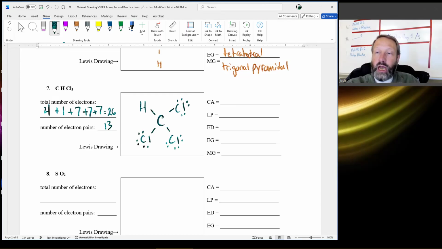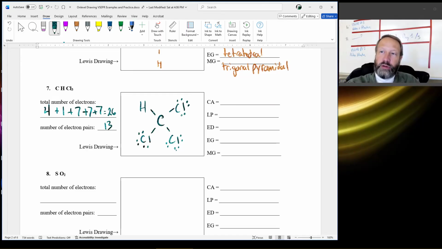All right. So now let's count. 1, 2, 3, 4, 5, 6, 7, 8, 9, 10, 11, 12, 13 pairs. I have 13 pairs. I'm done. I'm out of pairs. That's my drawing. Check to see if carbon has 8. 2, 4, 6, 8. It has its octet.